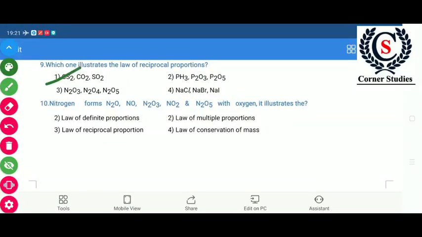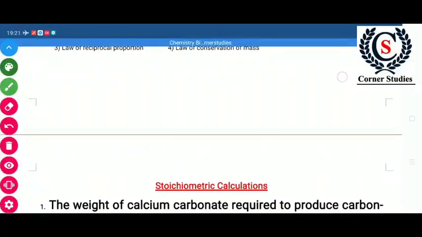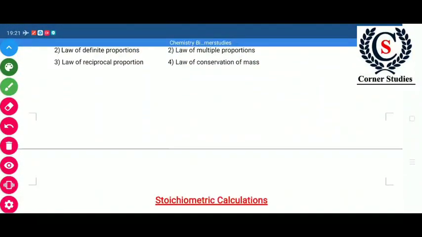First one. Next question. Last question in stoichiometry. Nitrogen forms N2O, NO, N2O3, NO2 and N2O5 with oxygen. It illustrates what? Law of definite proportions, law of multiple proportions, law of reciprocal proportions, law of conservation of mass. Answer: law of multiple proportions. So these are on stoichiometry.